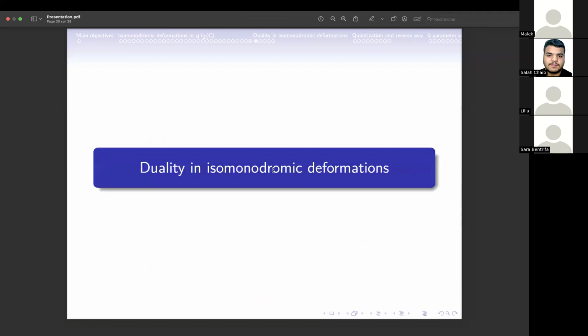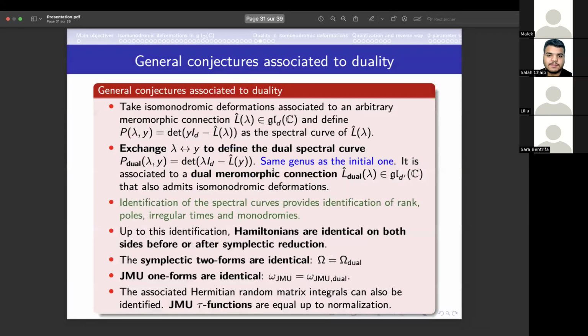So finally, I will talk about the duality in isomodromic deformations and about some open problems. I will mention very quickly one of the results that we got in the last article that we published, and then talk just about the open problems that occur.